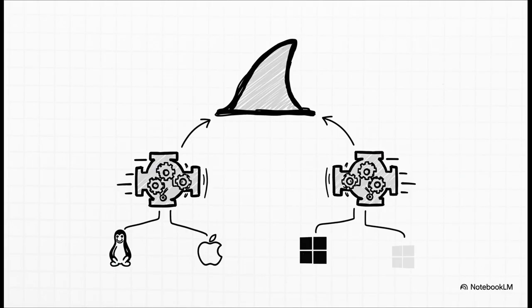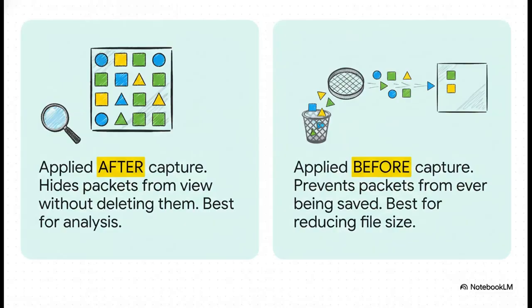Now, Wireshark doesn't do this all by itself. It's powered by some heavy-duty software libraries working in the background. On Linux and macOS, you've got a library called libpcap. And on Windows, it's npcap. These are really the engines doing the hard work of talking to the network hardware and grabbing all that raw data.